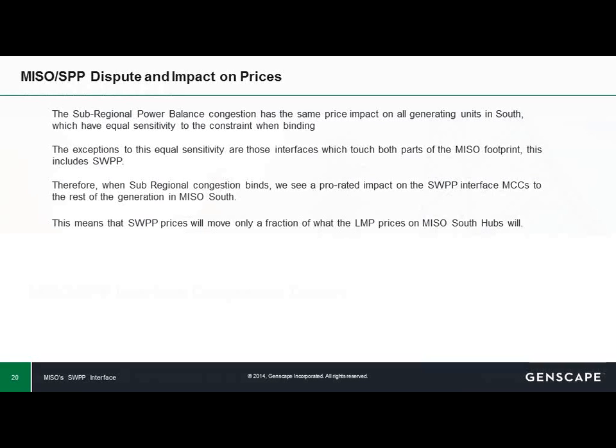So we're pretty much toward the end of the webinar, but let's look at some of the MISO SPP interface congestion drivers. I believe this is one of the most interesting parts of the study. First, let's look at the ORCA-1 interface. The ORCA interface could be either from south to north or north to south. For the first example, let's look at the south to north flow, which is also called the power balance congestion after the introduction of the sub-regional power balance constraint.